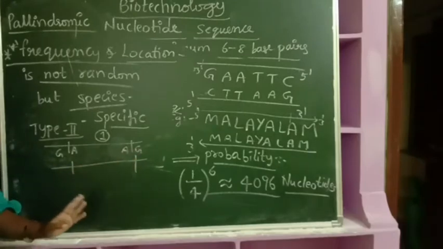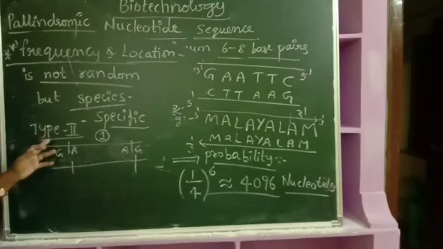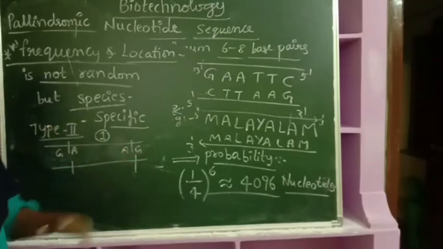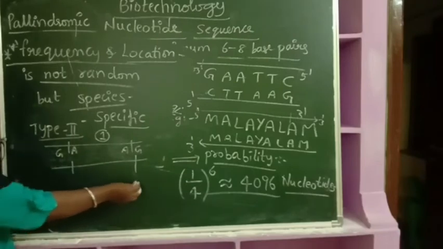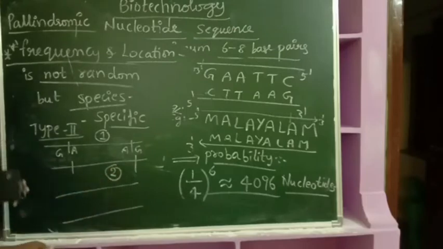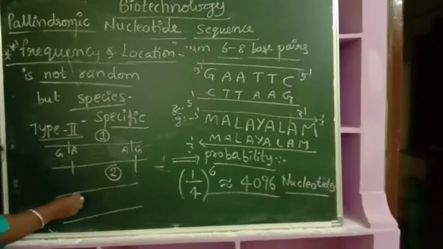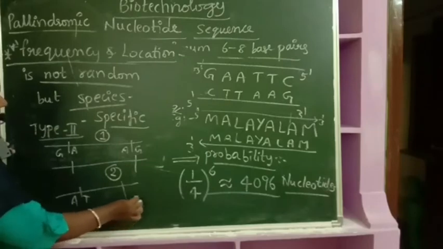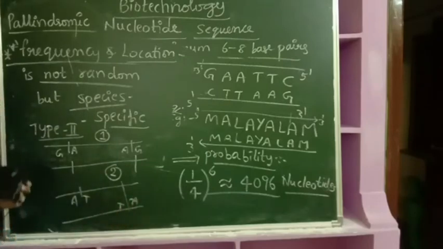It does not mean that the same type 2 restriction endonuclease cuts in the same position even if you take organism number 2. If you take another organism, another species, there is no guarantee that it will cut between G and A. It will cut somewhere between A and T, or here it will cut between A and T. So it is always species specific.